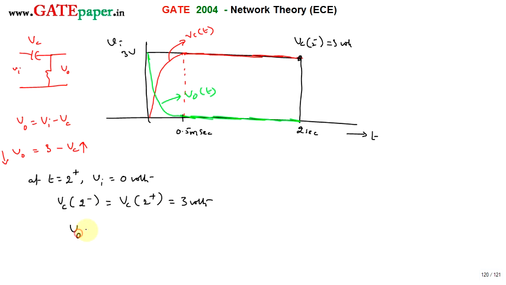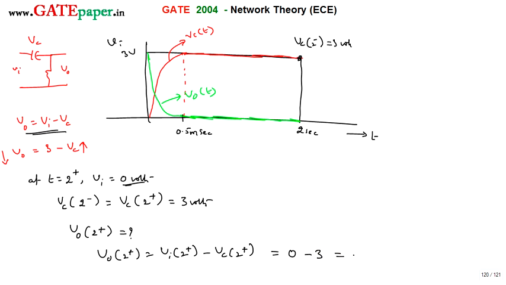Now we are going to calculate the output voltage V0 at 2 plus. From this equation, V0 at 2 plus is equal to Vi at 2 plus minus Vc at 2 plus. Vi at 2 plus is 0 volts. 0 minus Vc of 2 plus, which is 3 volts. So the answer is minus 3 volts.